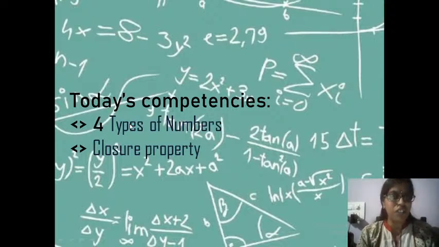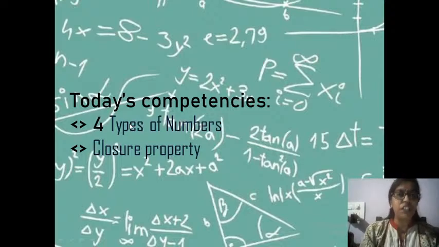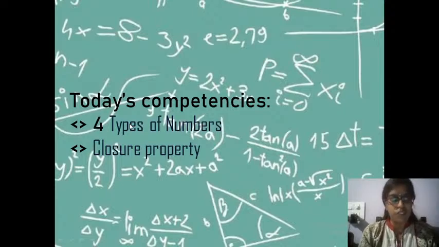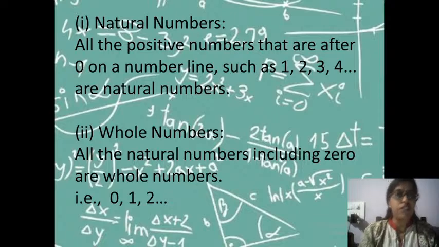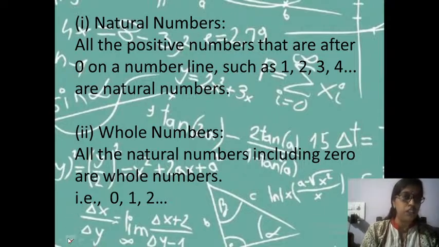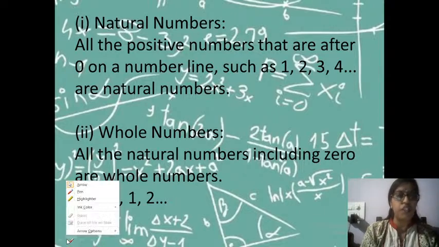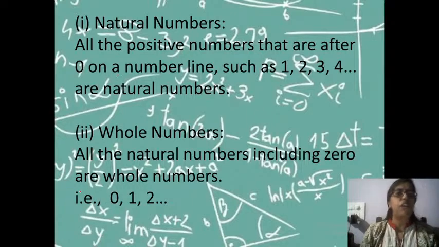Now in this session we'll be discussing the types of numbers, only the few which are related to this chapter, and even the closure property. That's the first property. So now coming to the types of numbers. First and foremost, let us move on to the natural numbers.